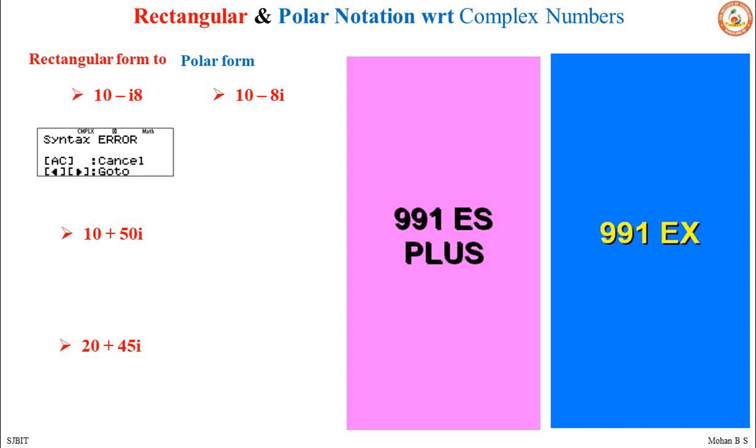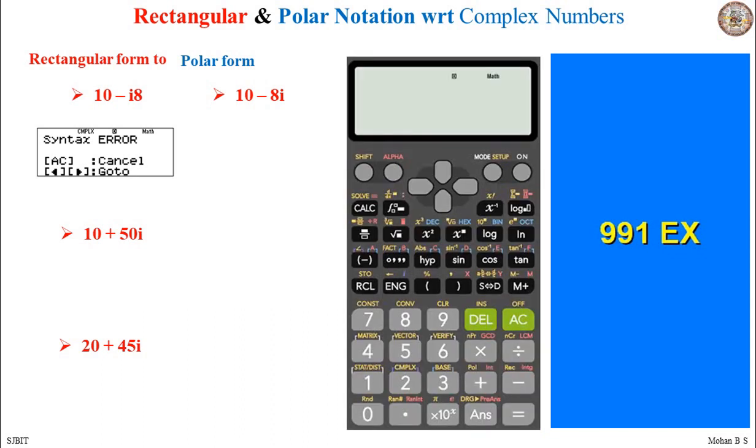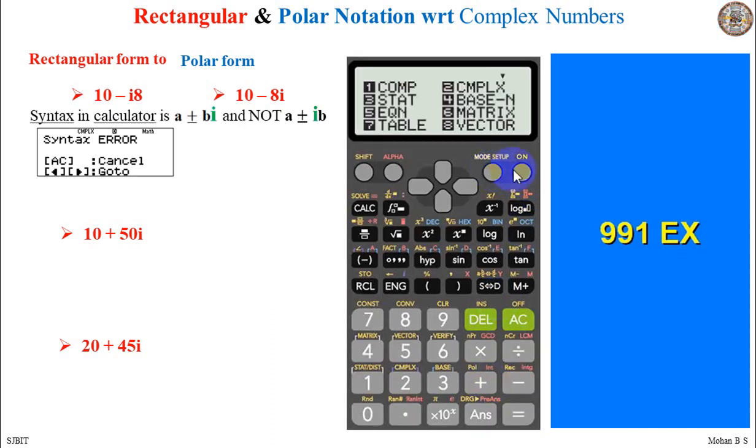So let's say 991ES plus. Please ensure that whenever you're solving a problem in single phase AC and three phase AC, you have to reset your calculators. That is what I've done earlier. I've just shown you how we have to reset the calculator and then type in the syntax prescribed, that is a plus or minus bi.